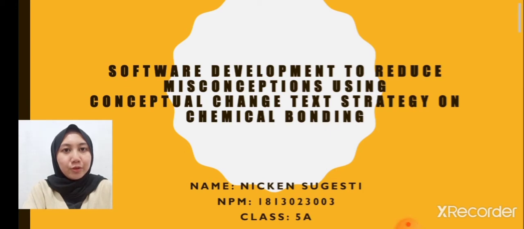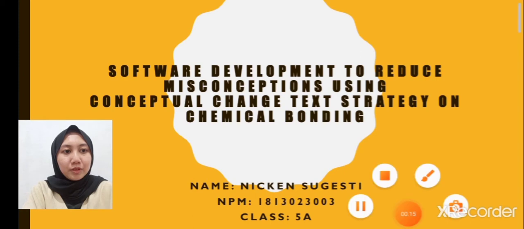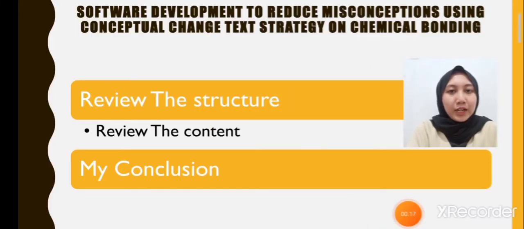I will review the journal Software Development to Reduce Misconceptions Using Conceptual Change Text Strategy on Chemical Bonding. I will review the structure, review the content, and my conclusion.